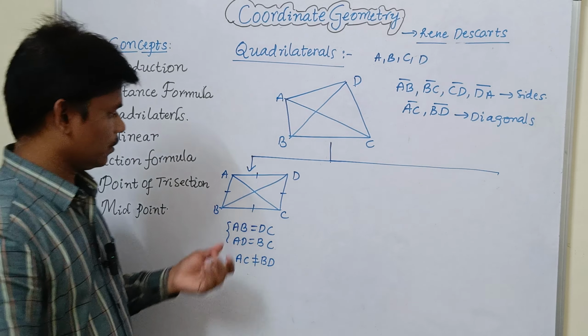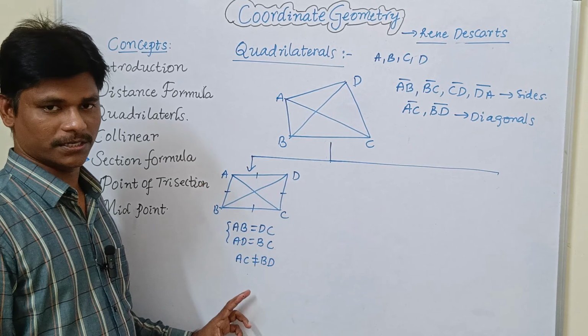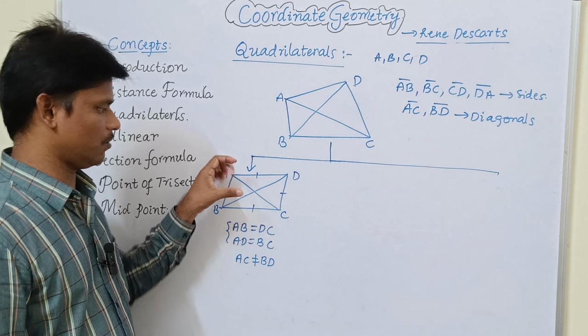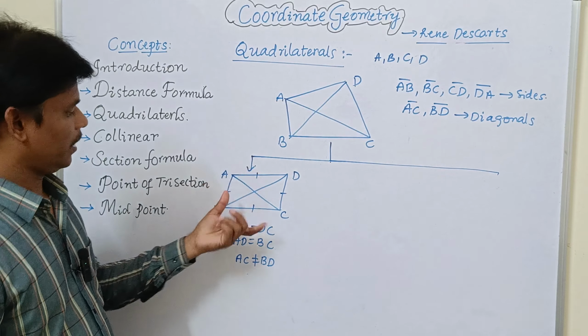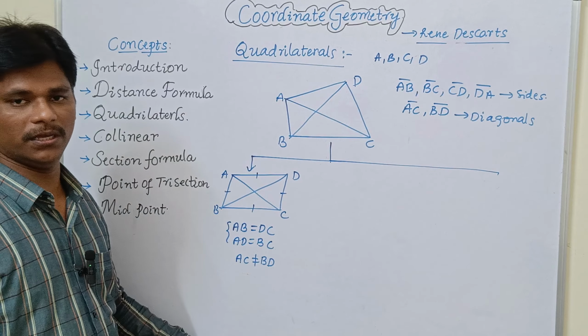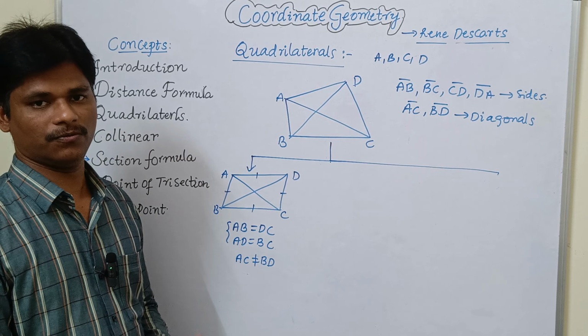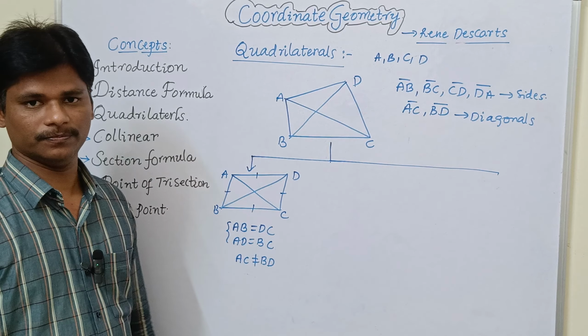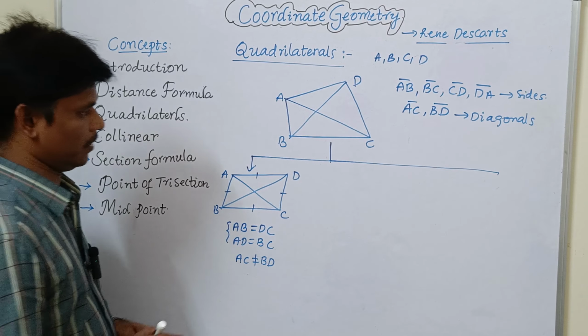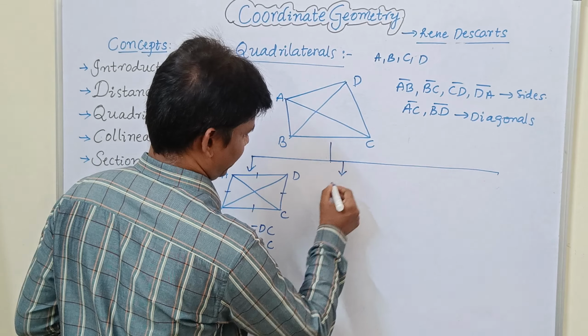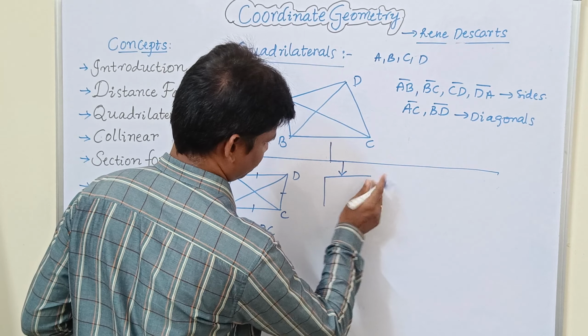So you have to find the six distances. These opposite sides are equal and the diagonals are not equal, then only the given four points form a parallelogram. And the second one is a rectangle.